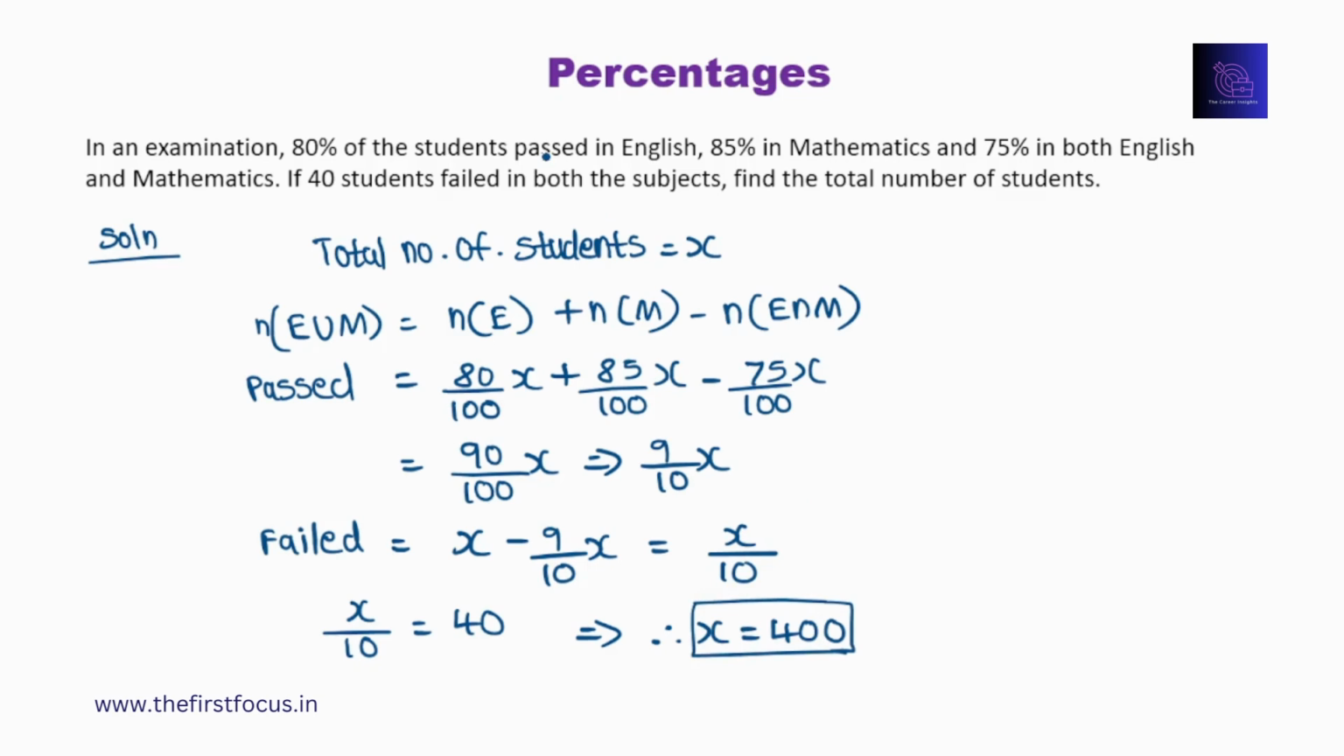Here they have given the passed in percentage and failed in numbers. So we have added the passed percentages and subtracted the percentage of students who passed in both the examinations, the 75%. We got the passed as 9 by 10x. So in order to get the failed, we subtracted it from the total number of students, that is x minus 9 by 10x. So we got x by 10. They have given in number that 40 students failed in both the subjects. So x by 10 is equal to 40. So x is equal to 400. We have taken x as total number of students. So total number of students is 400.